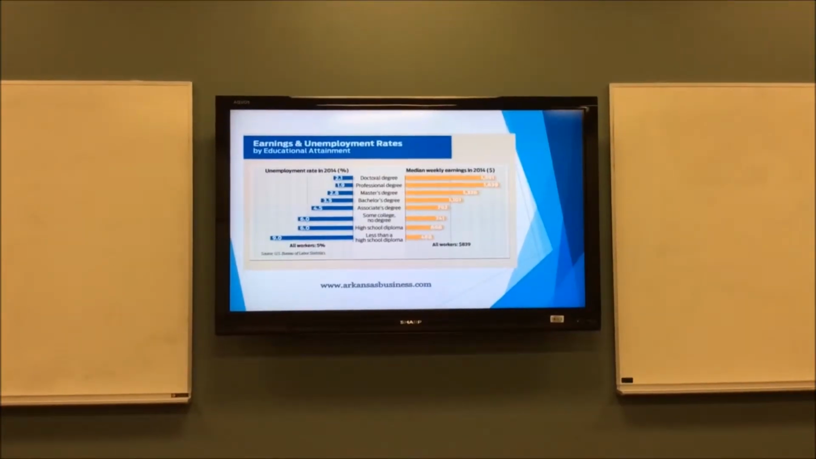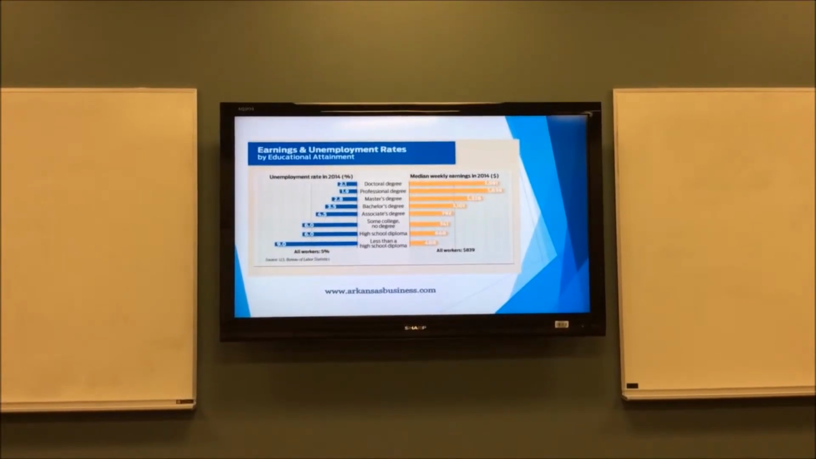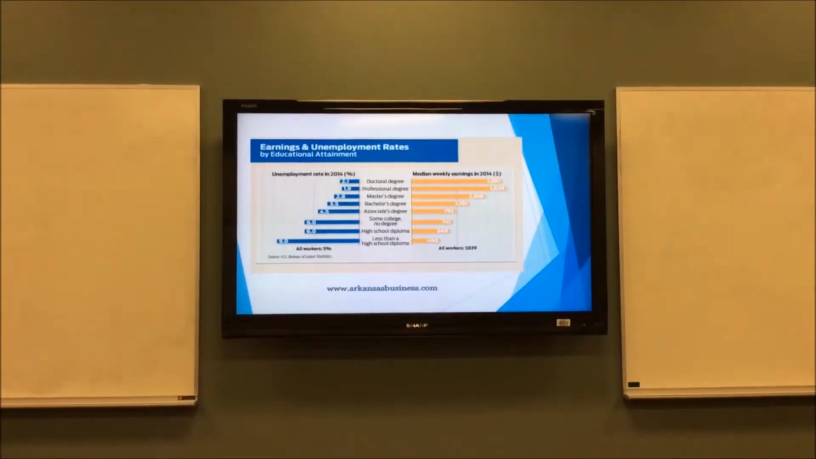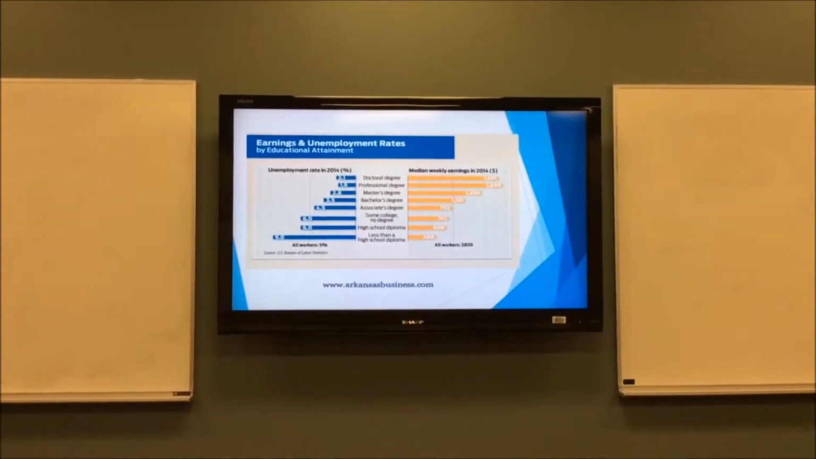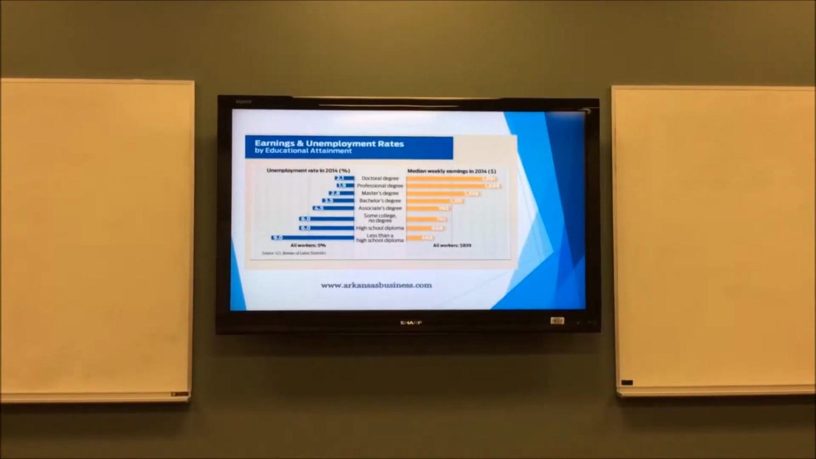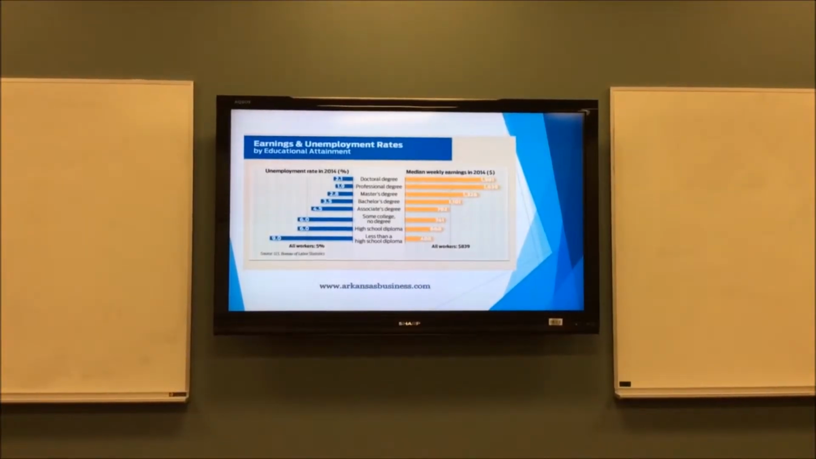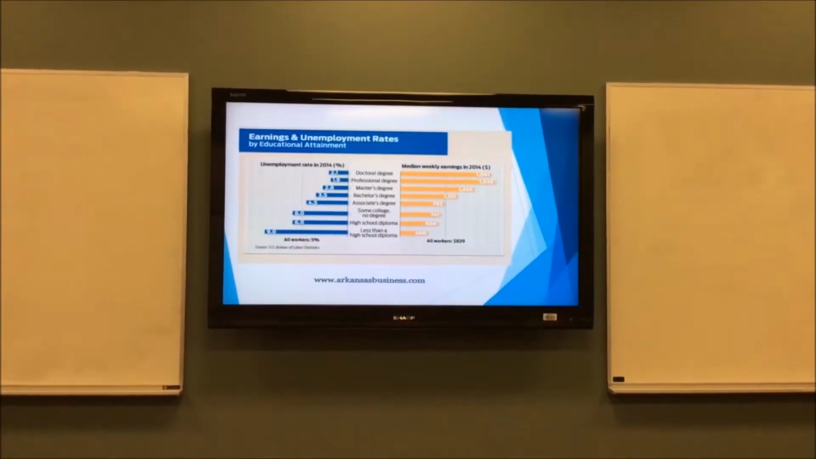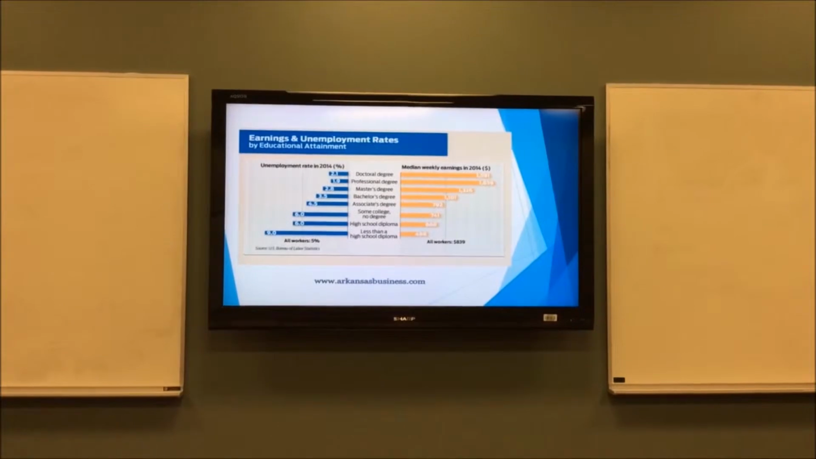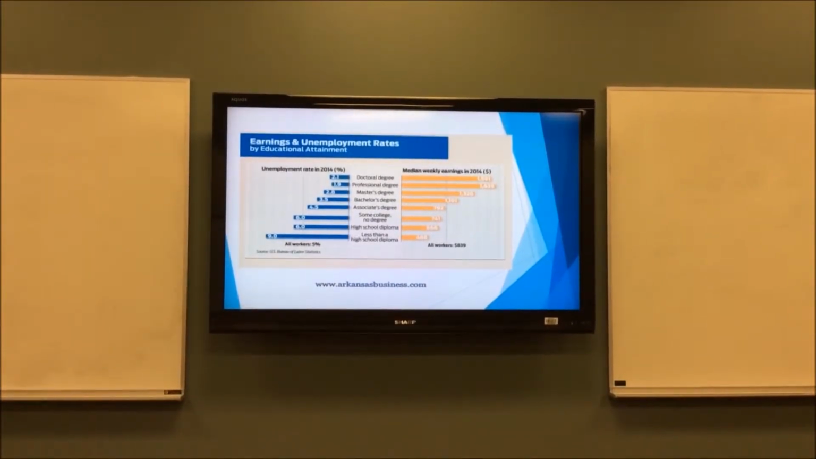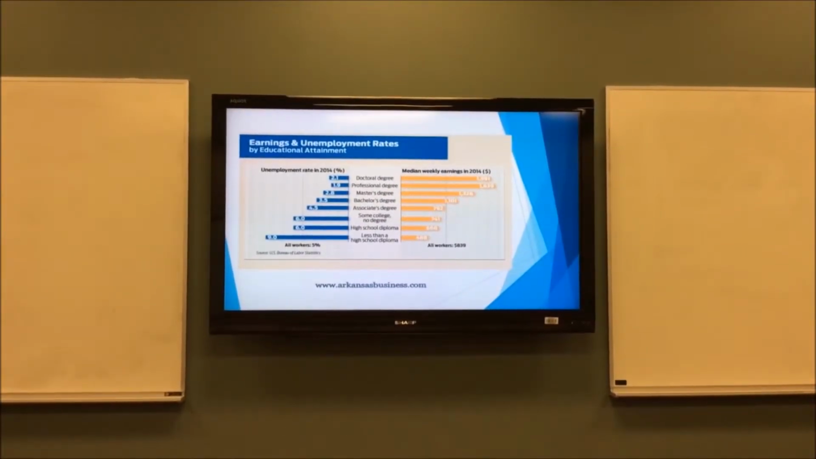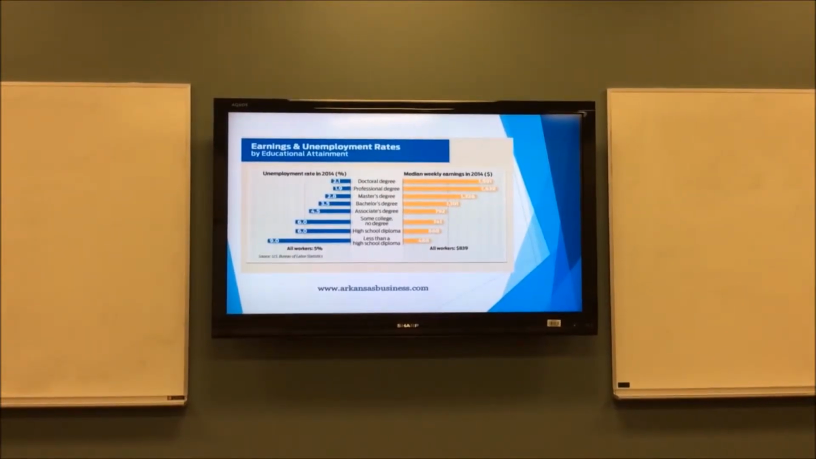This graph consists of earnings and unemployment rates from 2014. The unemployment rate for a doctoral degree is 2.1%, compared to someone with less than a high school diploma at 9.0%. A professional degree is 1.9%, a master's degree is 2.8%, compared to a person with a high school diploma with the unemployment rate of 6.0%, and some college or no college with 6.0%. Even an associate's degree, the unemployment rate is lower at 4.5%. A bachelor's degree is 3.5%.